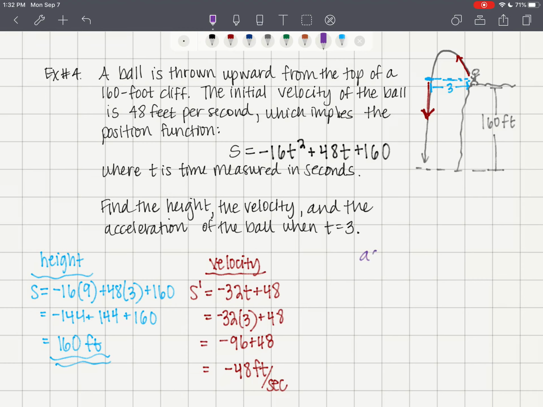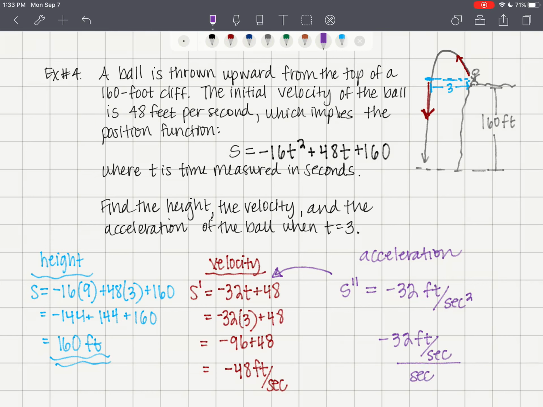And now we have our acceleration. So our acceleration at 3 seconds is going to be the second derivative of our position function. So we're going to go to our first derivative and find the derivative of it. So that's negative 32, and it's a constant. So it's negative 32 feet per second squared. And that right there reminds me of some trigonometry with secant, but it's not secant, it's a second. So what does that mean? It means 32 feet per second.